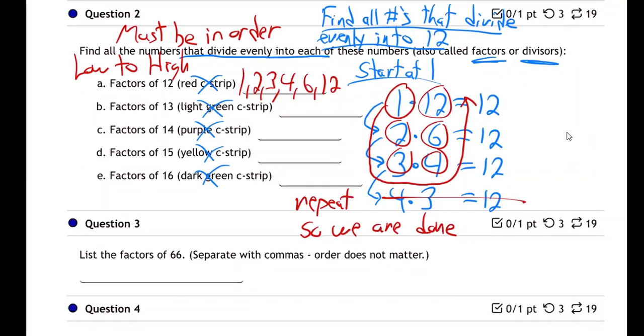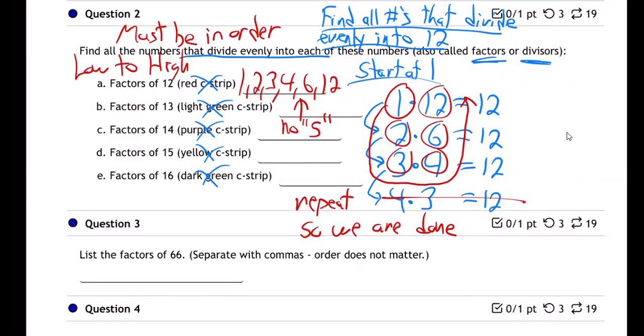Notice we didn't have 5. See how we skipped 5? There's no 5. Why is there no 5? Well, because 5 doesn't go evenly into 12, does it? If you long divided 5 into 12, it would go in 2 times with a remainder of 2. That didn't go in evenly. It had a remainder, right? And 7's not there. 8, 9, 10, 11, they're not there because they don't go evenly into 12.